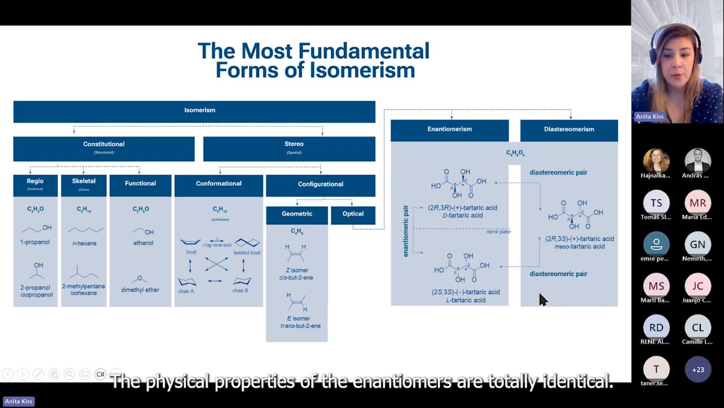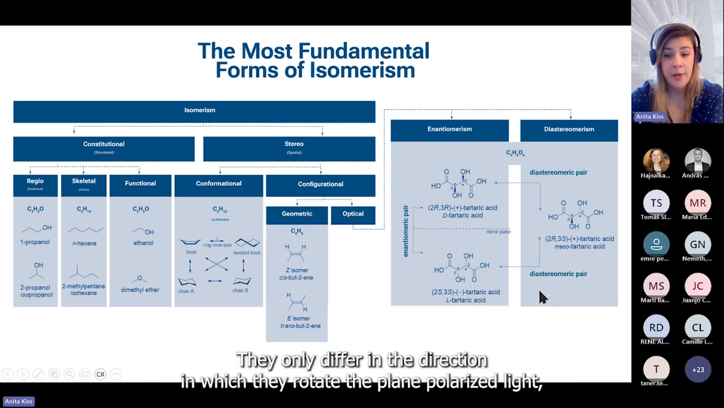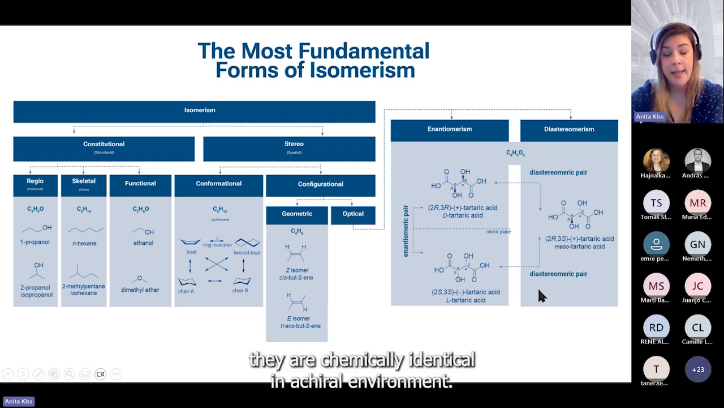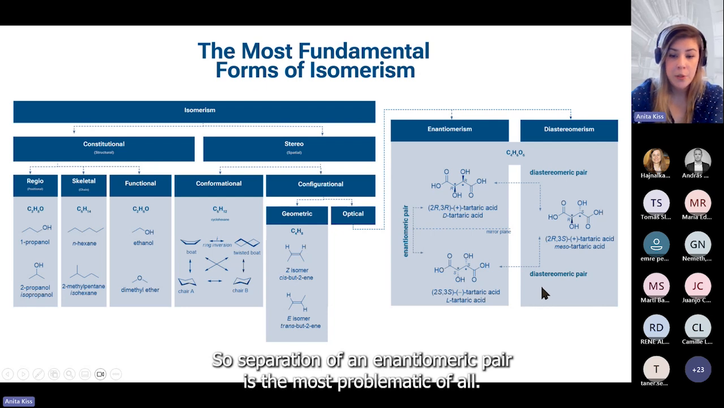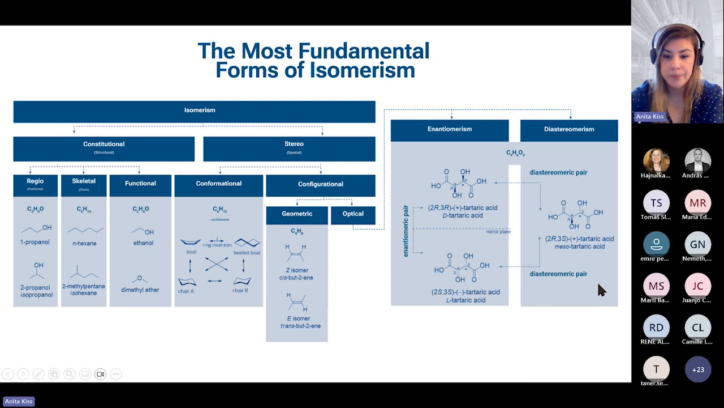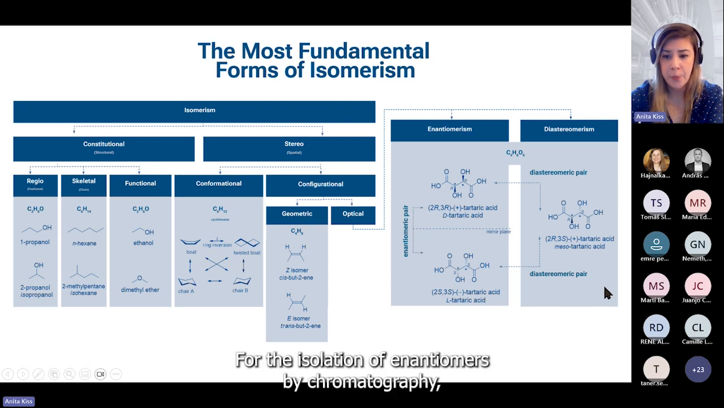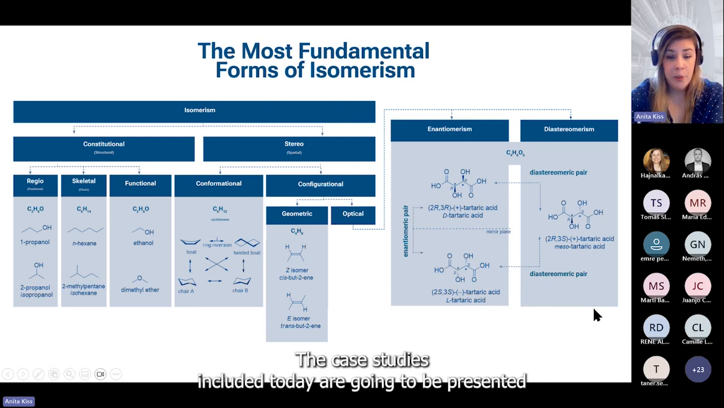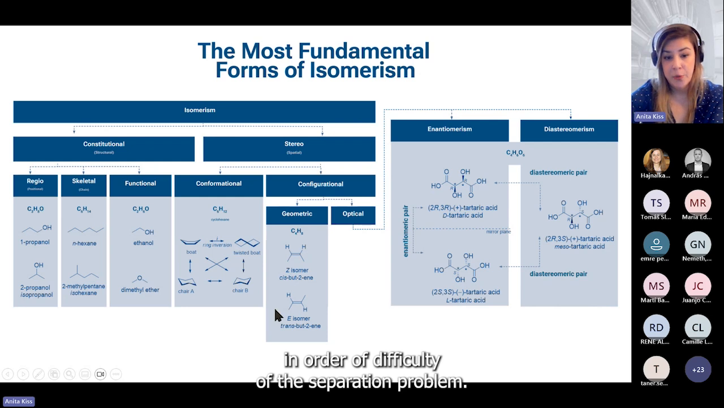The physical properties of enantiomers are totally identical. They only differ in the direction in which they rotate plane polarized light, and in every other respect, they are chemically identical in a non-chiral environment. So separation of an enantiomeric pair is the most problematic of all. For the isolation of enantiomers by chromatography, the application of a chiral selector is needed. The case studies included today are going to be presented in order of difficulty of the separation problem.